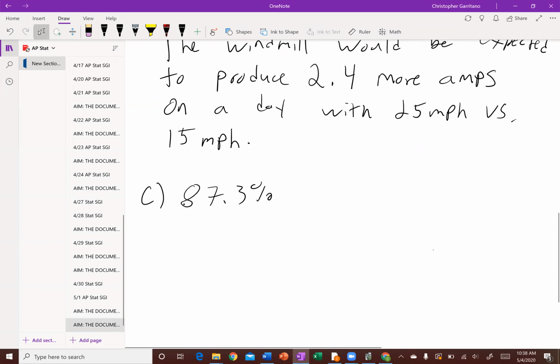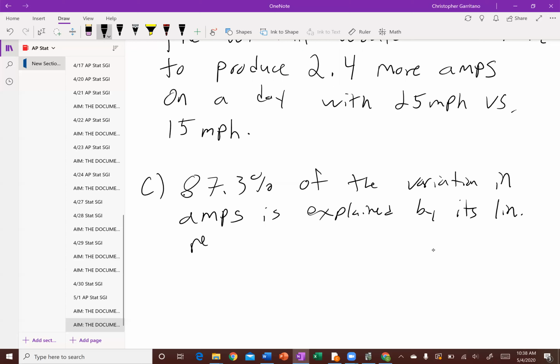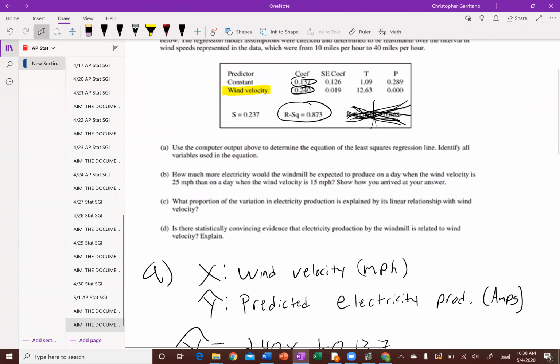We take our r squared, we have 0.873, and we would say 87.3% of the variation in amps is explained by its linear relationship with wind speed or wind velocity. Okay, and that would do it.